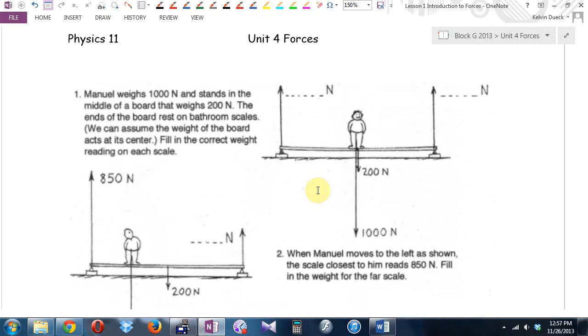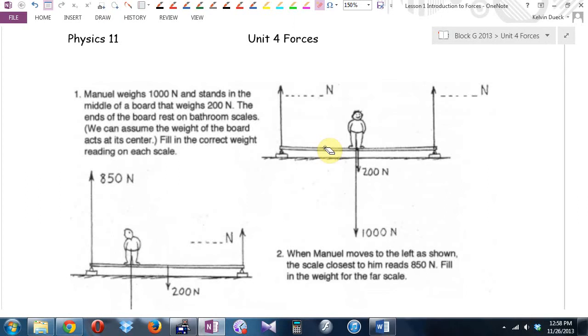Manuel weighs 1,000 newtons, because that's how we measure force, in newtons, not in kilograms, and stands in the middle of a board that weighs 200 newtons. The ends of the board rest on bathroom scales, and let's assume that the weight of the board acts at its center. Let's see if we can use what we've learned about physics to fill in the correct weight reading on each scale. First of all, look at Manuel and the board. Are they accelerating? Are they sinking into the ground like quicksand? Everybody say no. Are they lifting into the air like Superman? Everybody say no. That means the net force on them has to be 0.